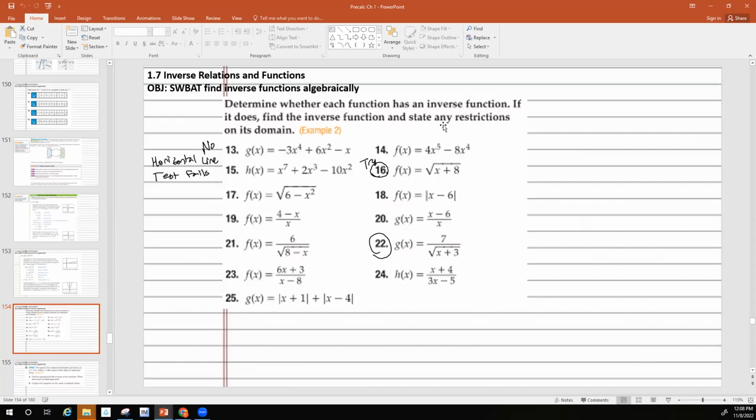So now we're going to do 22. Okay, so let me show you how to do the inverse. And when you see this, you're going to say, oh, really? That's it? I'm going to say, yep, that's it.